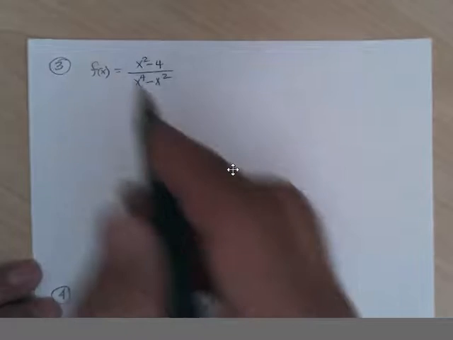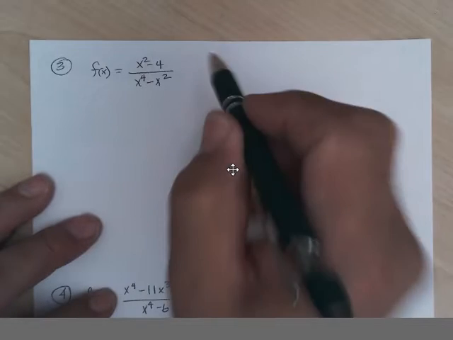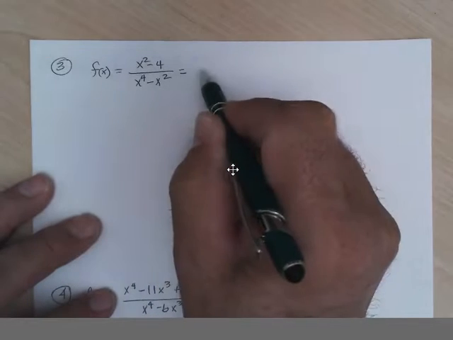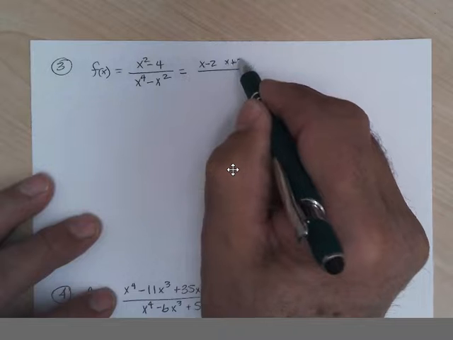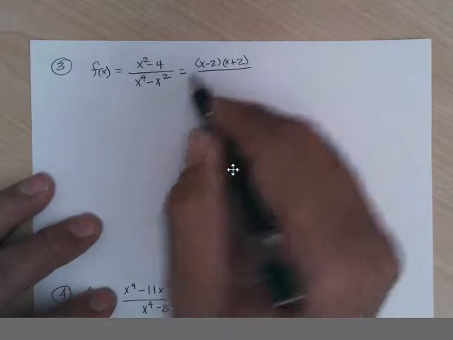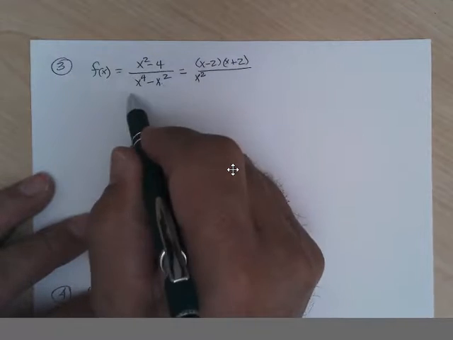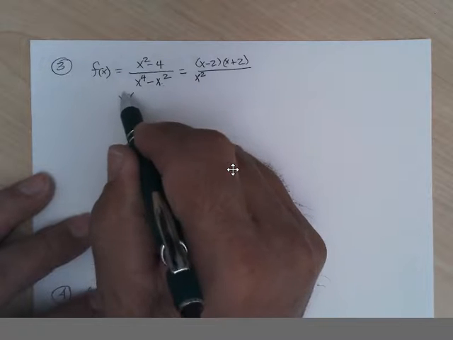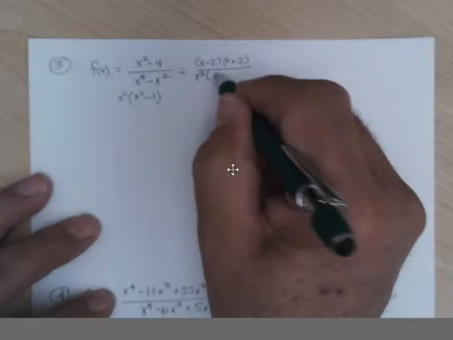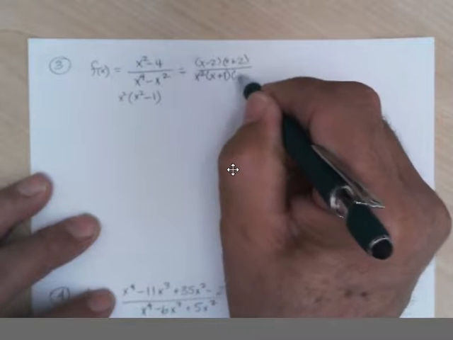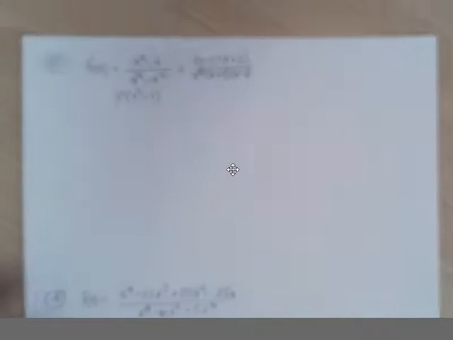Okay, page 211, number 3. This one, I think I can factor. This factors to x minus 2 and x plus 2. That's a pretty easy one to factor. This one has an x squared in it, and if I take the x squared out, I will have x squared minus 1 left, and that factors to x plus 1 and x minus 1. So it's best to get it factored to start off so we have it.